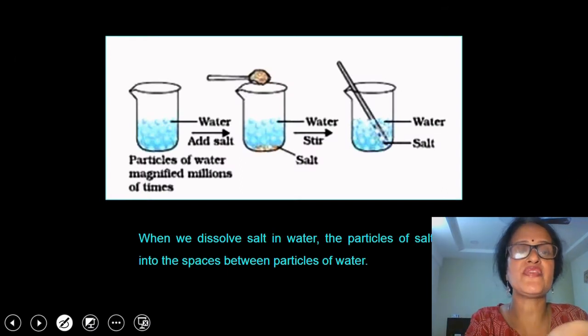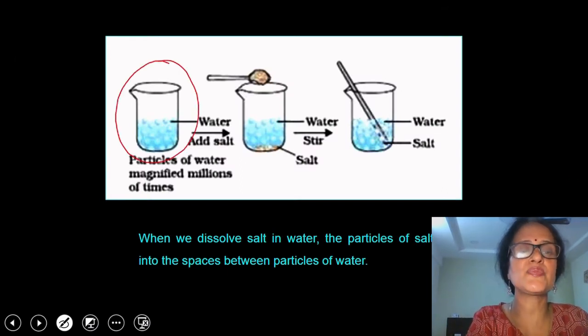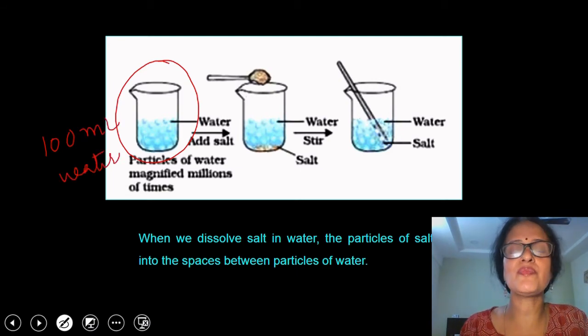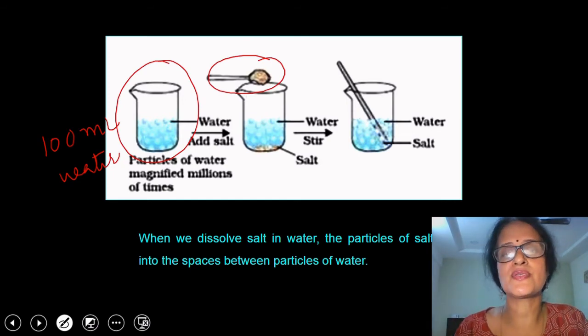In this activity, we have taken a beaker. In this beaker, we have taken 100 ml of water. To 100 ml of water, we have added 1 teaspoonful of salt.